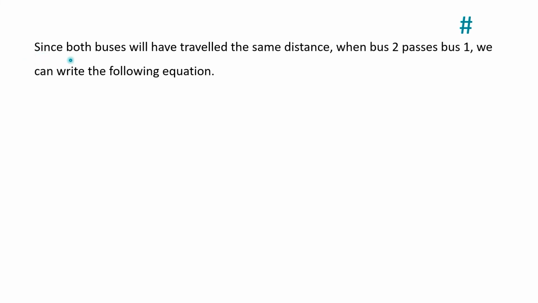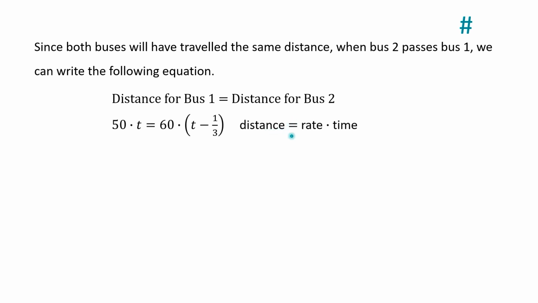Here, since both buses have traveled the same distance, when bus 2 passes bus 1, we can write the following equation. That is, distance for bus 1 equals distance for bus 2. We know that distance equals rate times time. So we get 50 times t equals 60 times t minus 1/3. Now let's apply the distributive property in this equation. We get 50t equals 60t minus 60 times 1/3, that is 20.